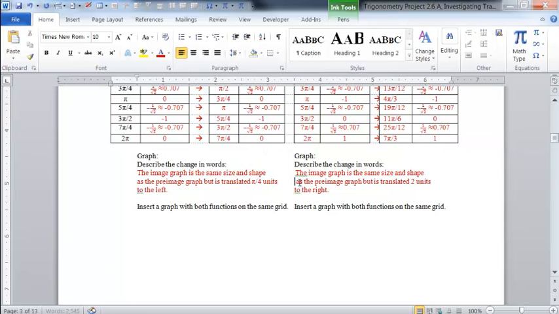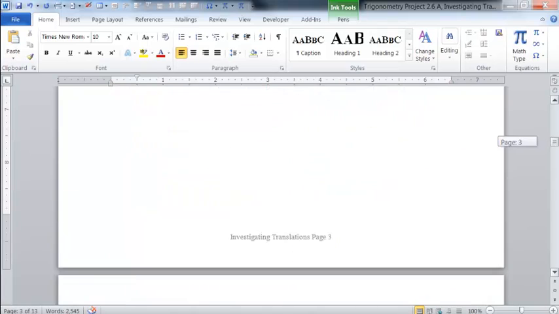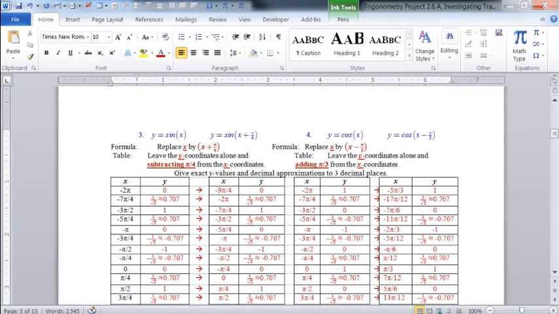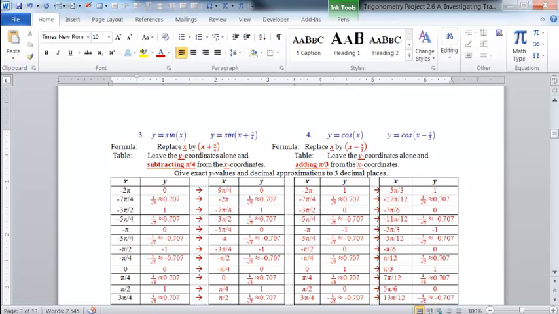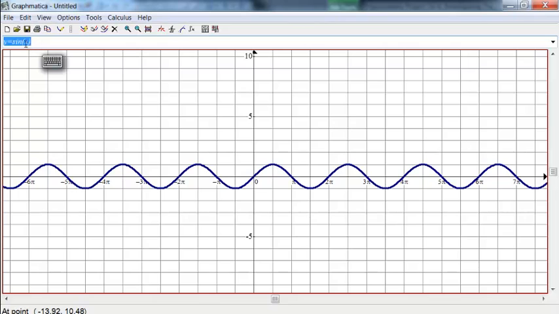Alright, let's look at the graphs. Do I have either one? Don't have either one of these graphs yet. So I've got the graph of y equals sine x, I believe. And then we want to do sine of x plus pi over 4. So where there's an x, replace it by x minus pi over 4. And in Graphmatica, just use p for pi. And so there we see it.